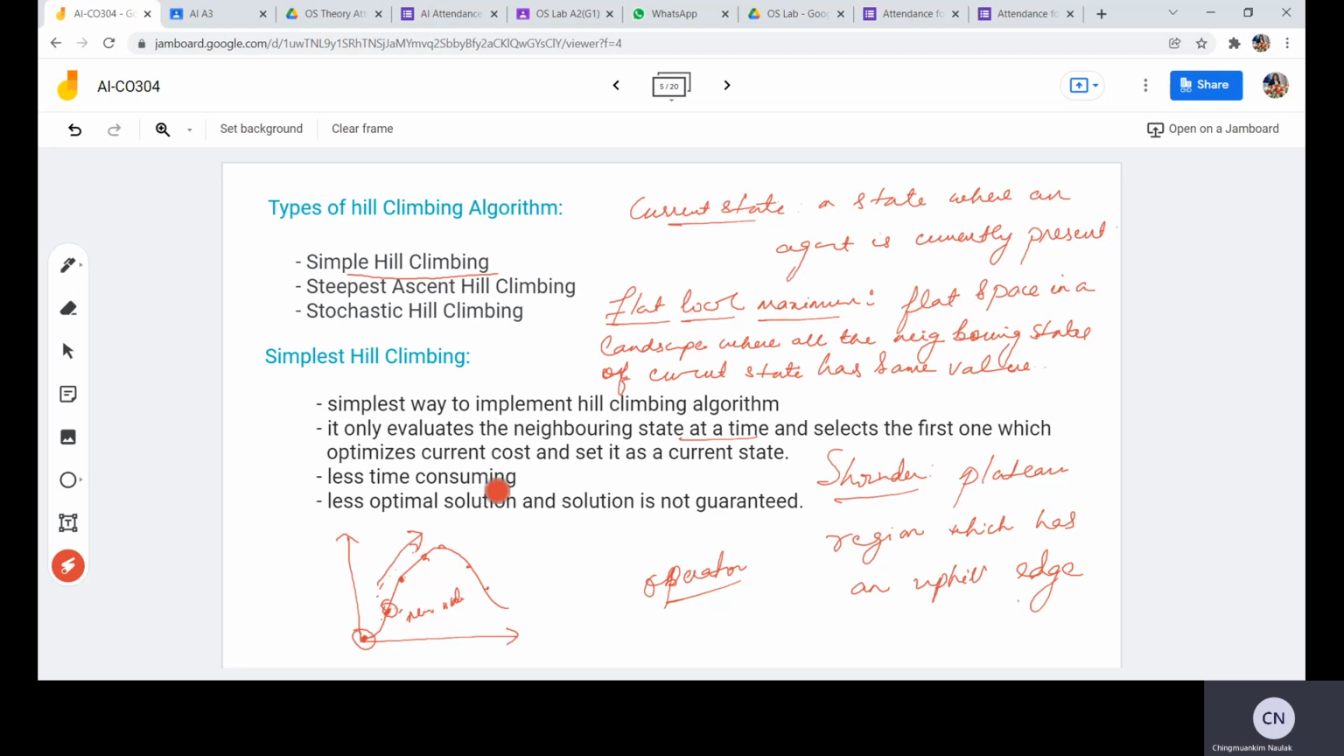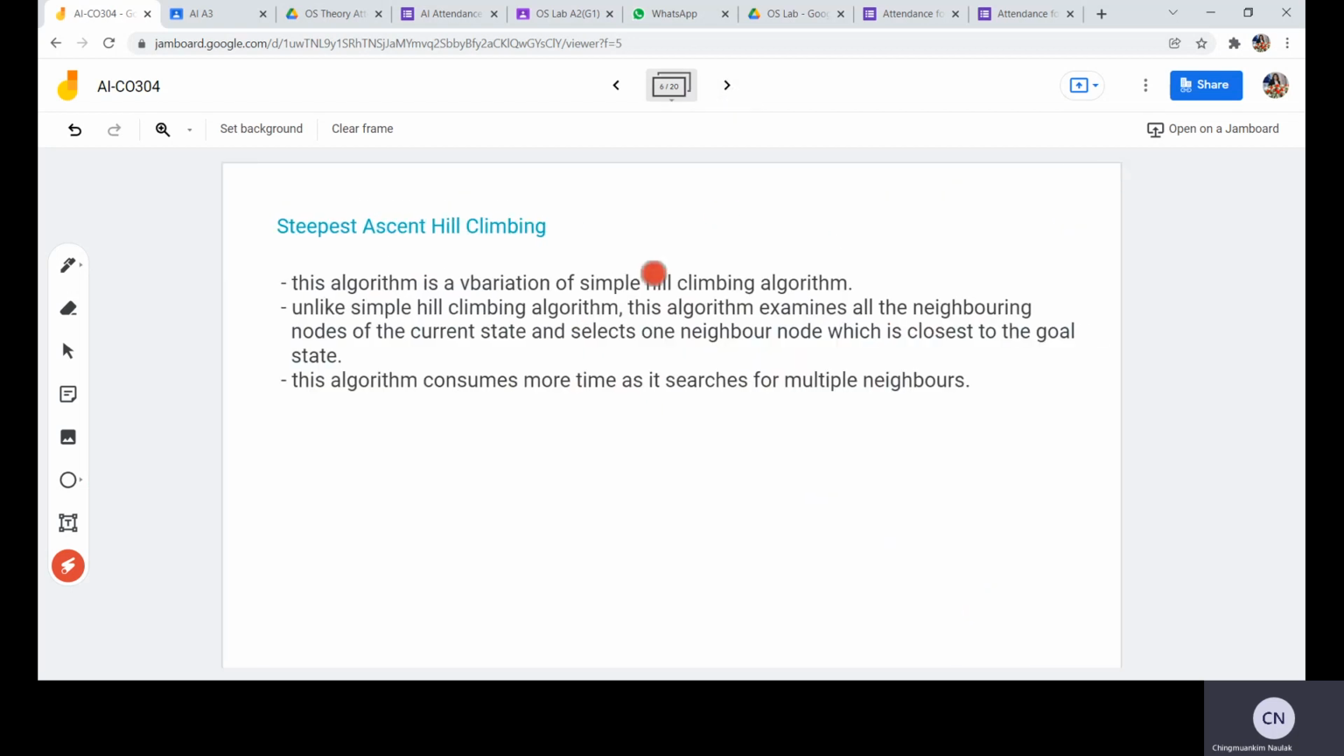And tomorrow, in the next class, the algorithm of simple hill climbing will be given in detail in a stepwise manner. And next, let's have an overview of what steepest ascent hill climbing is. Steepest ascent hill climbing is a variation of the previous algorithm, that is, the simple hill climbing algorithm.